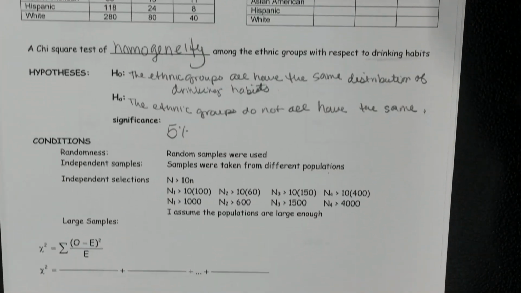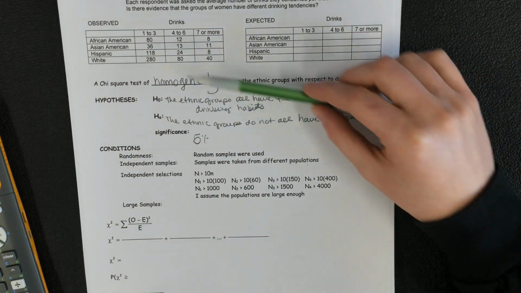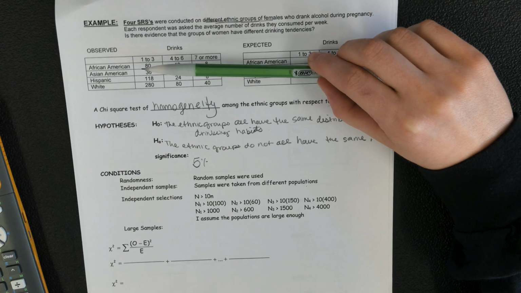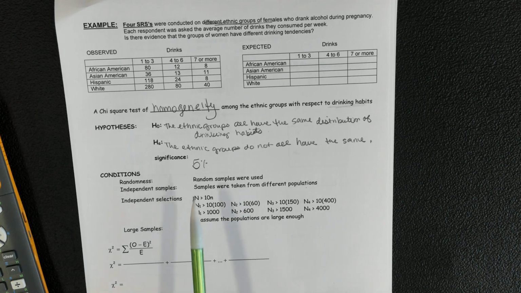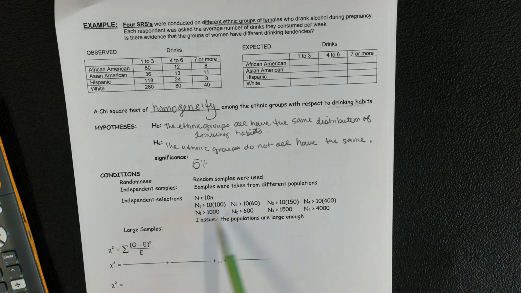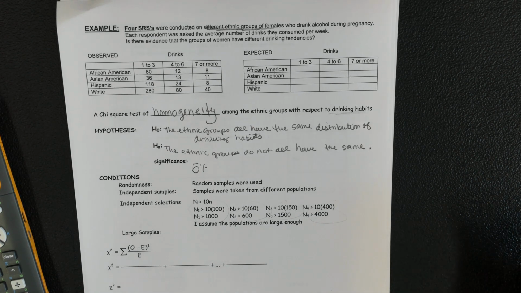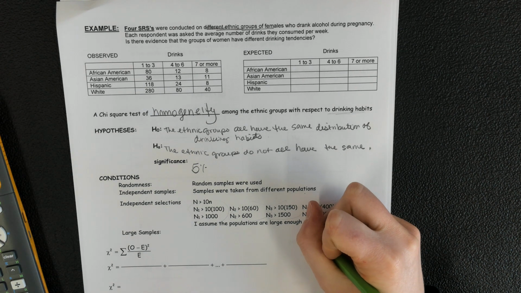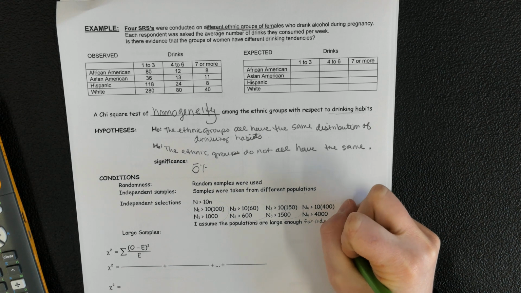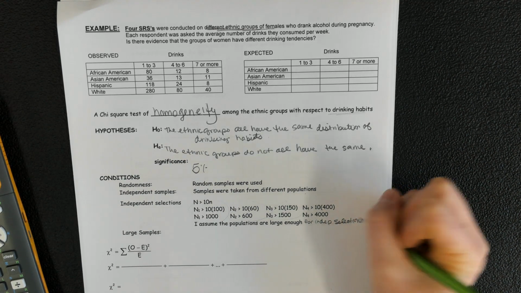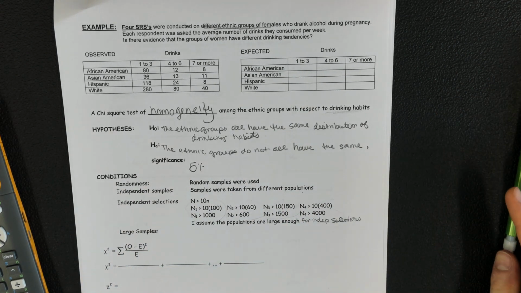Oh, it's kind of sitting down here. Independent samples. We have different ones from different populations, right? They can't really, I mean, I guess you could have mixed, but we're not. They're different groups, right? And then if you're doing independent selections, normally we check for one population, but since you have 4 different ones, you would have to look at it for the 4 different ones. And we're going to assume that all of our populations are large enough for independent selections. And then for our large samples, we actually have to calculate all of our expected values. So this is where things got crazy, okay?